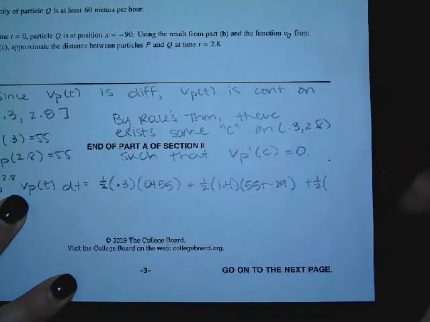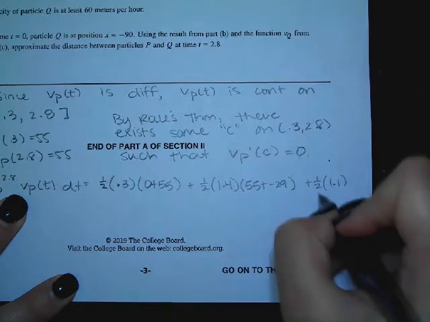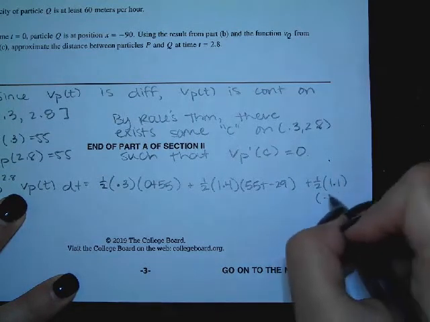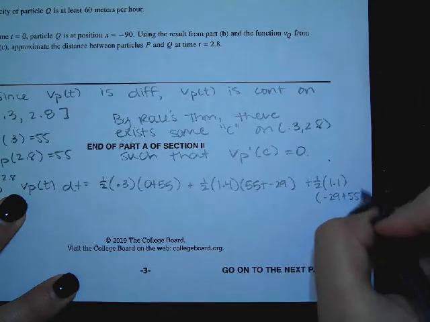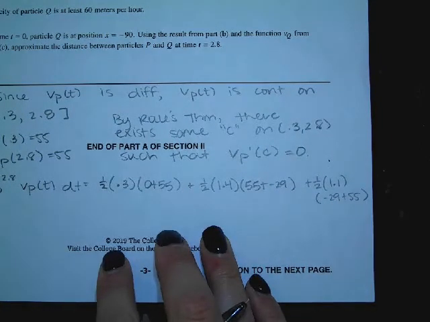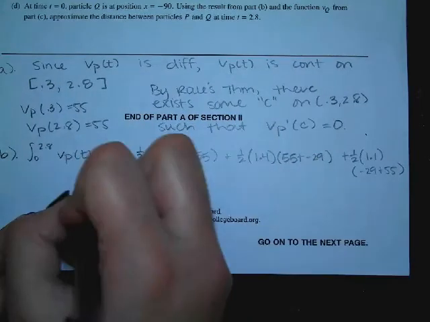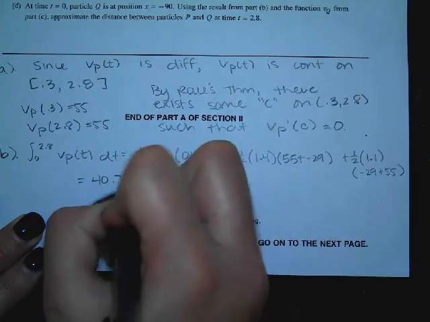1/2. I've got a width from 1.7 to 2.8. That's a width of 1.1. The heights there, negative 29 and positive 55. So I typed that all into my calculator and I got 40.75.